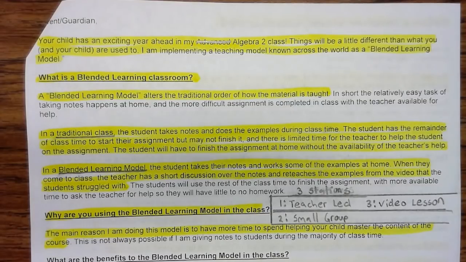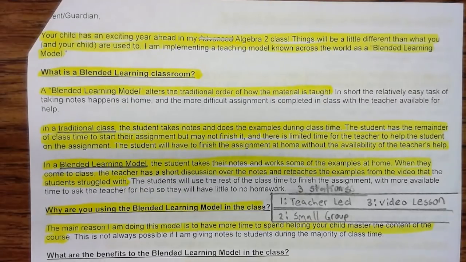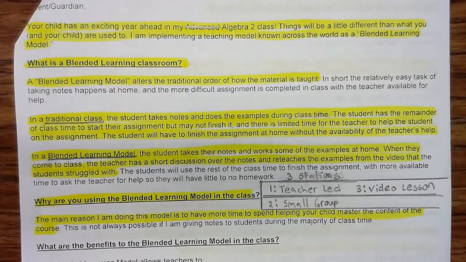What is a blended learning classroom? A blended learning model alters the traditional order of how the material is taught. In a traditional class, the student takes notes and does the examples during class time. The student has the remainder of class time to start the assignment, but may not finish it, and there is limited time for the teacher to help the student on the assignment. The student will have to finish the assignment at home without the availability of the teacher's help.